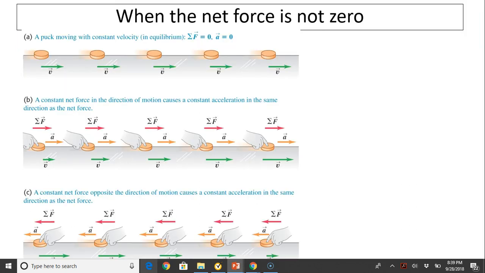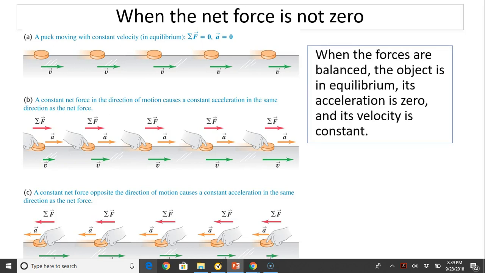When the net force is not zero, take a look. We have three scenarios. The first one, A, is a part moving with constant velocity. When the net force equals zero, its acceleration equals zero. So when the net force equals zero, the object is in equilibrium. The acceleration is zero and its velocity is constant. A constant net force acting in the direction of motion will cause a constant acceleration in the same direction as the net force.